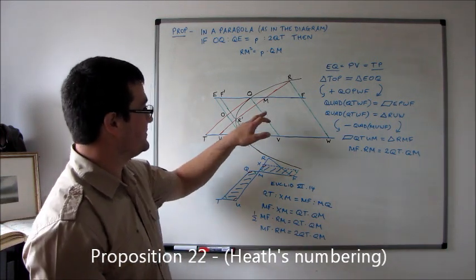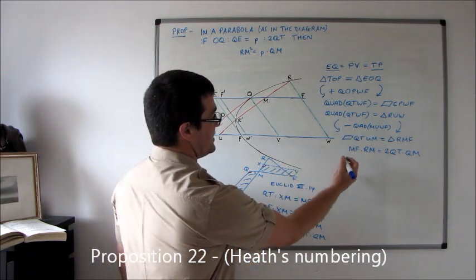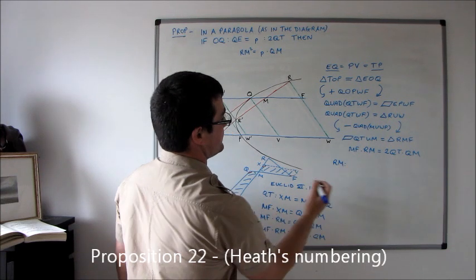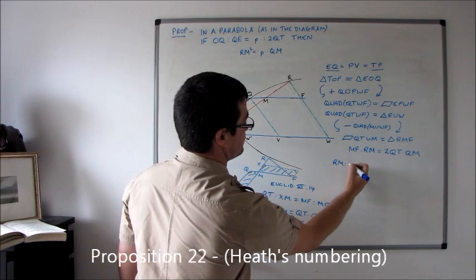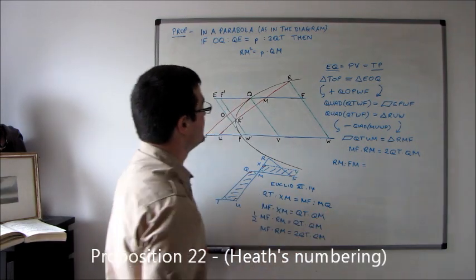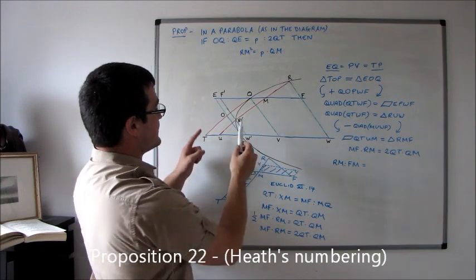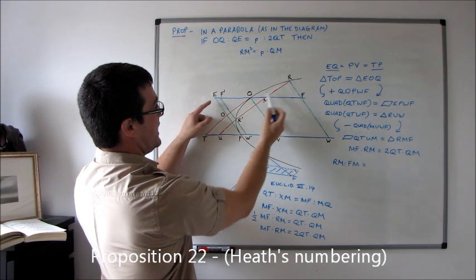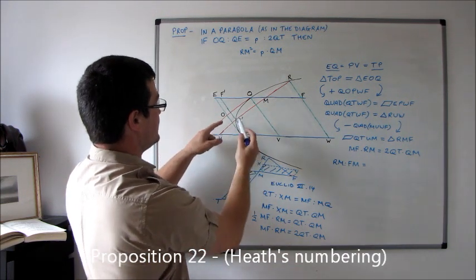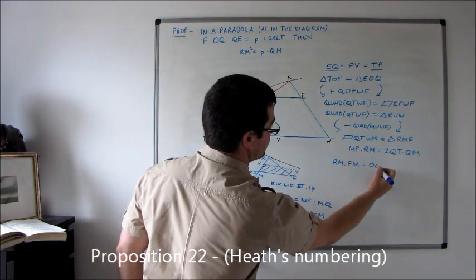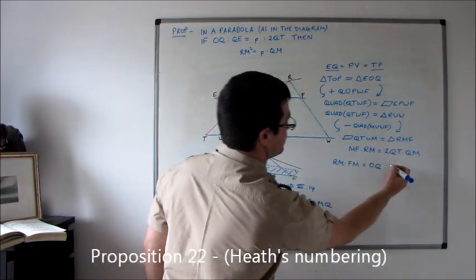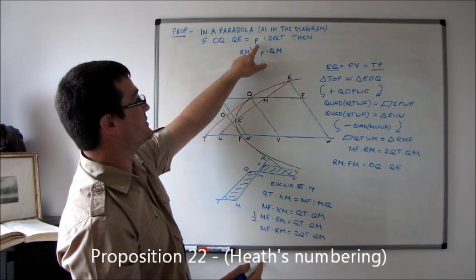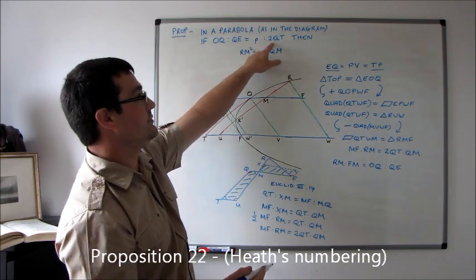Okay, now by similarity, I know that triangle RMF is similar to triangle OQE, so therefore the ratio of RM to MF is going to be equal to the ratio of Q to QE. But by hypothesis, this is equal to the ratio of P to QT.